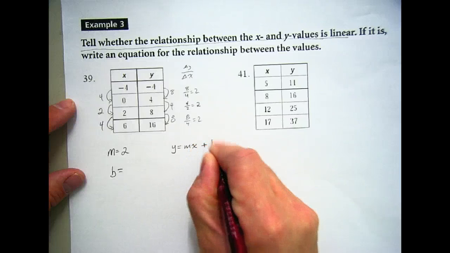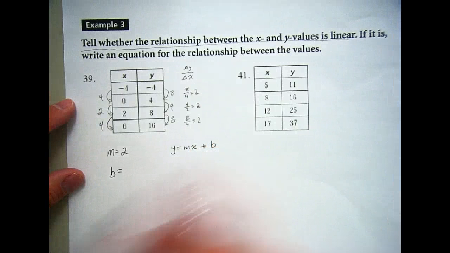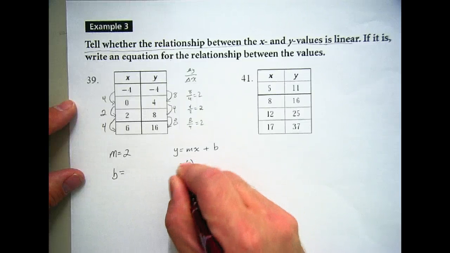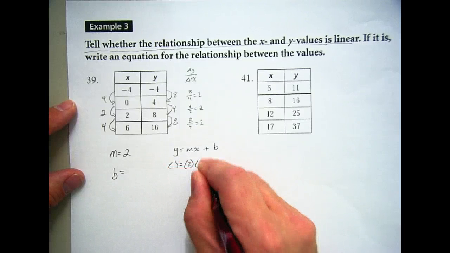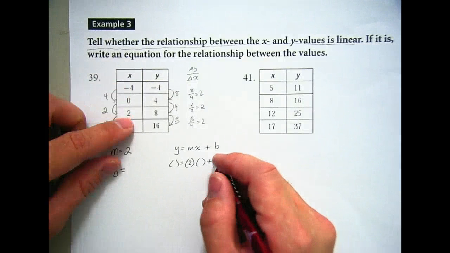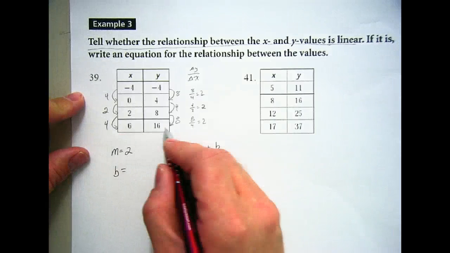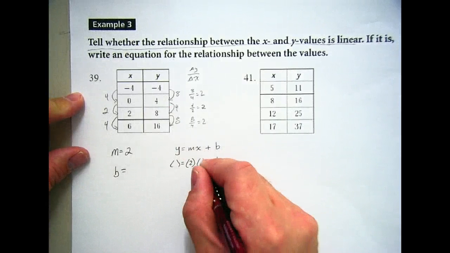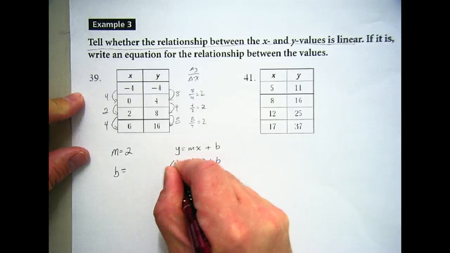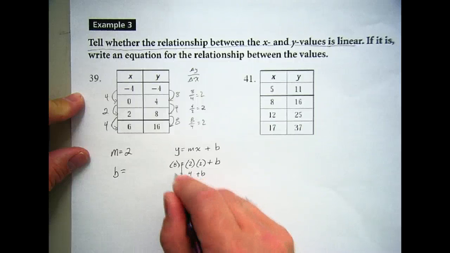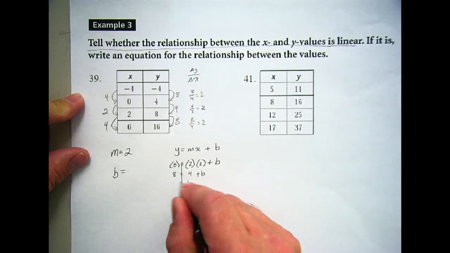TT, any idea how we find b? Good, that's great. That's 2 different ways. You could either plug in coordinates. We know m is 2, and then we can use an x and a y value. And we have a lot of x and y's here to choose from. So we could use 2, 8, or 6, 16, or -4, -4. I'm going to use 2, 8, 2 for x, 8 for y, and we can solve from there. 4 plus b equals 8, so b equals 4.